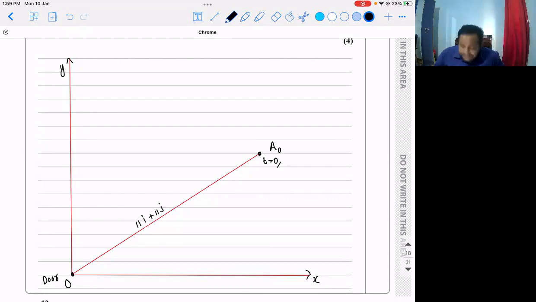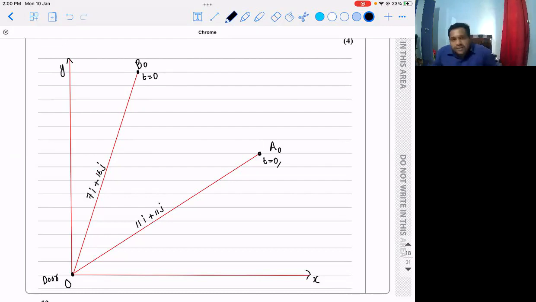Then what about Bryony? It is 7i plus 16j. 7i means 7 units horizontally and 16 units vertically. Am I correct? So somewhere here. So at t equal to 0, Bryony is at B0, and B0 I will write somewhere here. So this is 7i plus 16j.